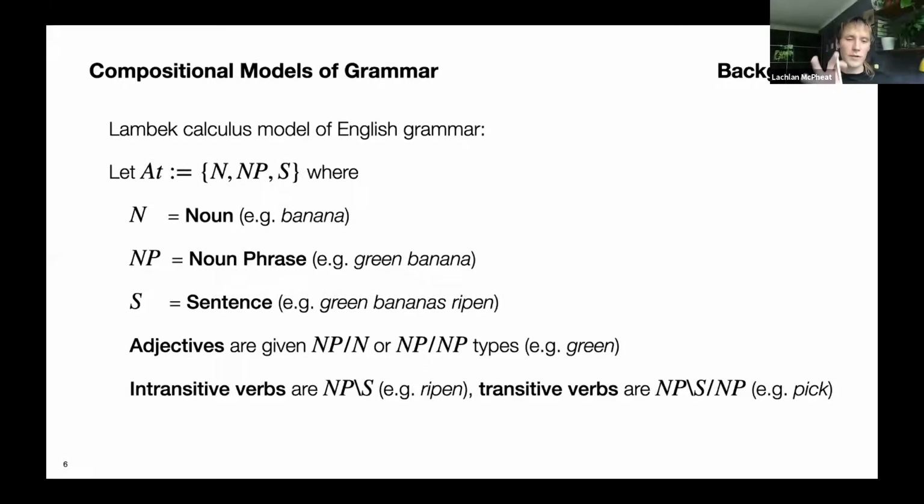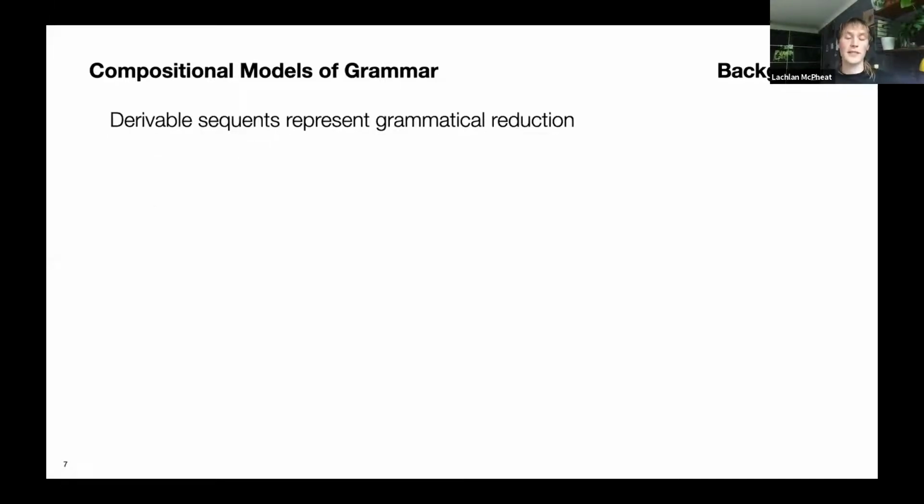And I just want to give you some more intuition around these types. We want to think of adjectives, for example, as functional. That's where this fractional idea comes in. Because if you multiplied NP over N by N on the right, this should reduce to NP somehow, right? So an adjective you apply to a noun to produce a noun phrase. This is a sort of notion that we're trying to mirror with these types. And we actually see this when we start talking about sequents in this setting. A derivable sequent in this setting is a grammatical reduction.